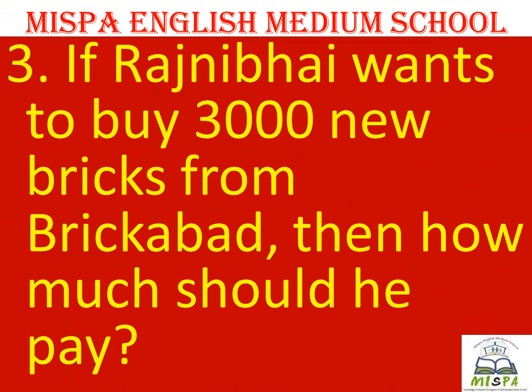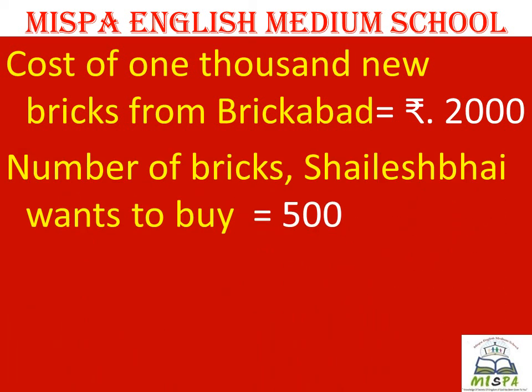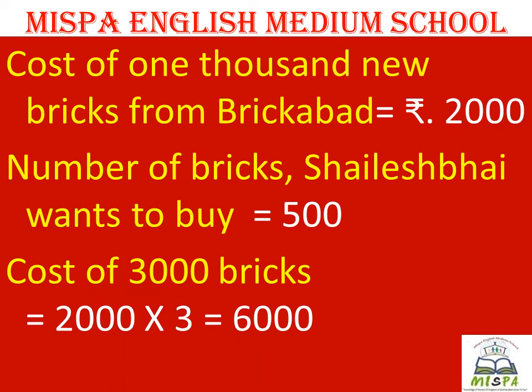Question number 3. If Rajani Bhai wants to buy 3000 new bricks from Brickabad, then how much should he pay? Cost of 1000 new bricks from Brickabad is equal to rupees 2000. Number of bricks Rajani Bhai wants to buy is equal to 3000. Cost of 3000 bricks, that is equal to 2000 into 3 is equal to 6000. The answer is 6000.